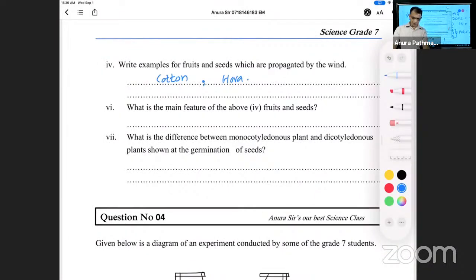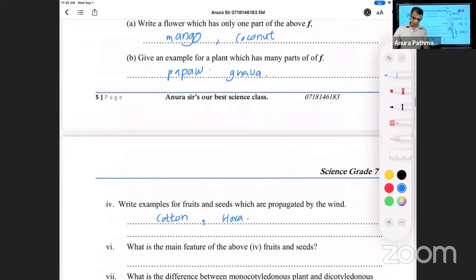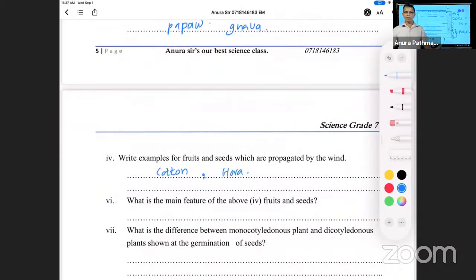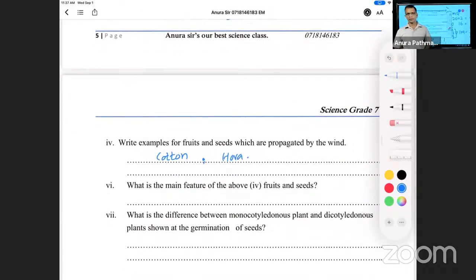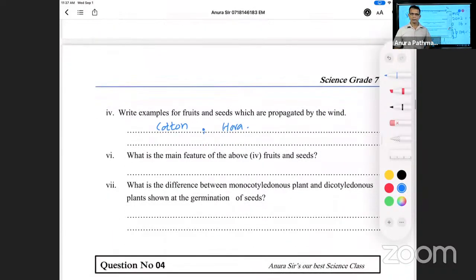What is the main feature of the above fruits and seeds? What about these seeds which propagate by wind? What's the main feature? They have wings, feathers, they have light weight, which helps them to transport. They are dispersed by wind. They are very light, not heavy.